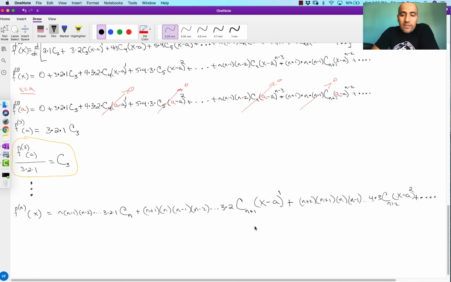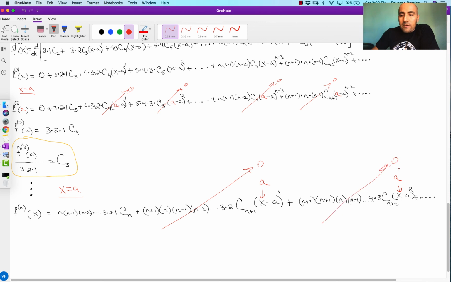So when we evaluate this function at x equals a, let's let x equal a. That means that we're going to replace this guy with an a, we're going to replace this guy with an a, and so on and so forth forever, going that way. And that means that all of these terms, including this whole term, is going to become 0, this whole term is going to become 0, and so on and so forth. So the only thing that survives when we take the nth derivative and evaluate our function at a is going to be this. So let me write that down.